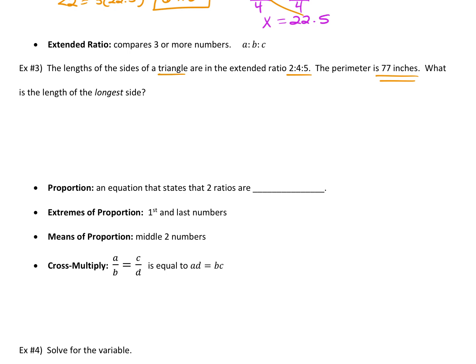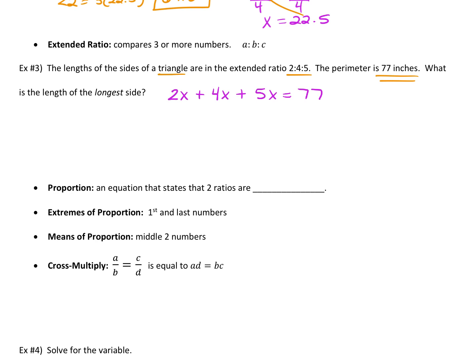2x plus 4x plus 5x equals 77. Take the 3 with their x's, so 2x plus 4x plus 5x is going to equal 77. Now, here's where we pay attention, right? Details matter, especially in math. The question is not what is x. The question is what is the length of the longest side of the triangle.